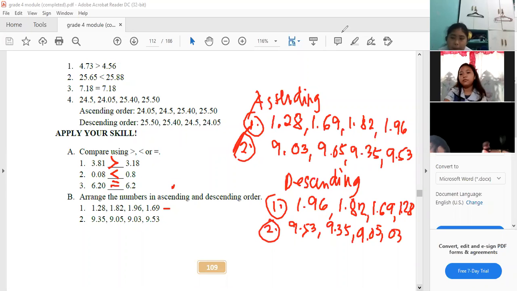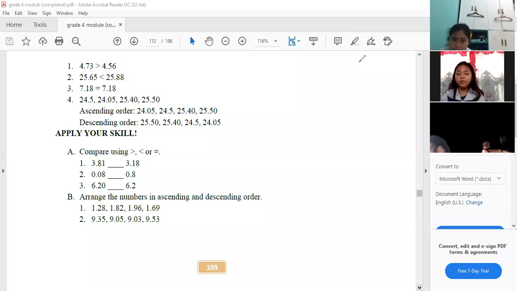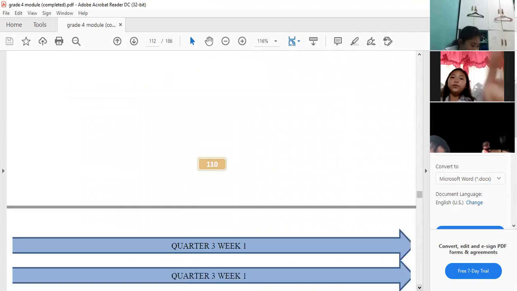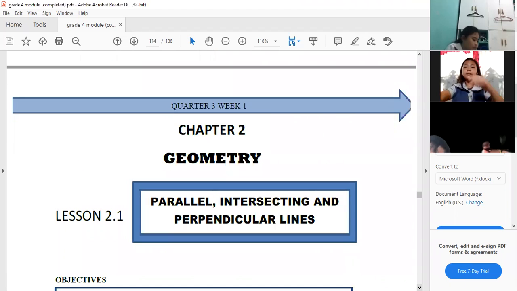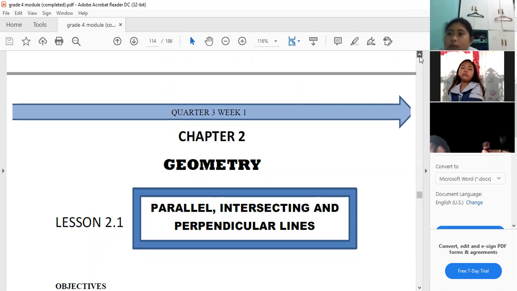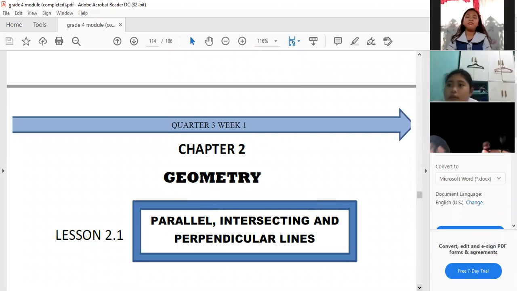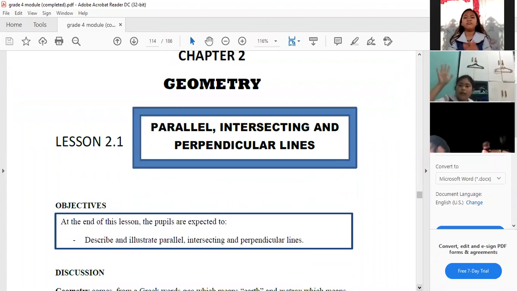Sir, are you gonna post the reviewers later? Yes, I'm gonna post it later. Okay po. So next time, geometry na po tayo. So we are already done with the chapter 1, which is algebra, okay? Or the number sense, okay? That was algebra po, teacher. Yes, that is also part of the algebra. Yes, Isabella? We're in geometry. Yes, geometry na tayo next time.